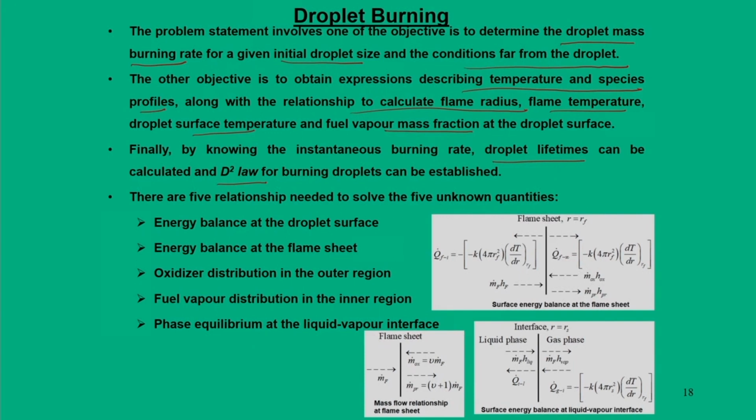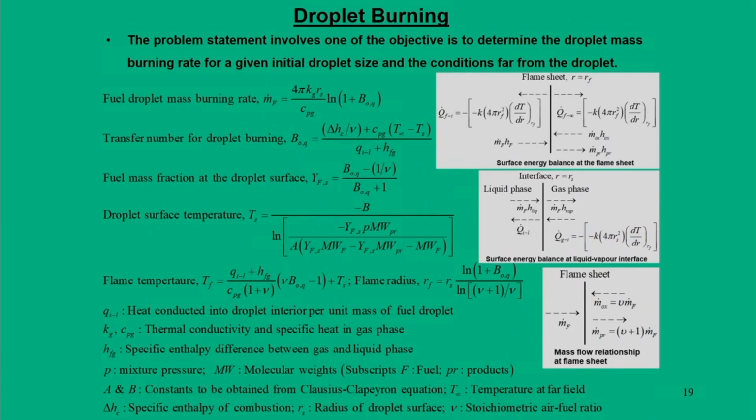This particular picture shows the surface energy balance at the flame sheet and at the liquid-vapor interface. This expression shows the mass flow relationship at the flame sheet. Basically, along this flame sheet there are two parameters, m dot into Hf, which is for the fuel. On the other side you have the oxidizer and the products. At the interface of liquid and vapor there is a balance of heat, meaning a specific enthalpy in the liquid state and a specific enthalpy in the vapor state. There is a difference, and the difference between the two is nothing but the latent heat. By considering this, we are now framing the following relations.